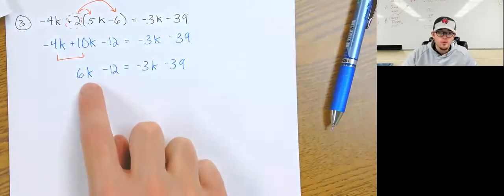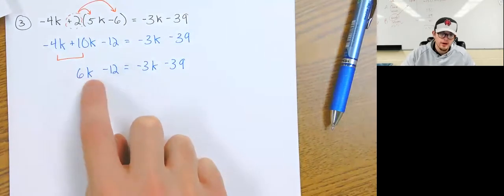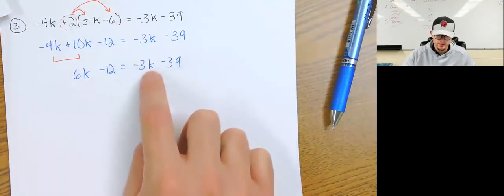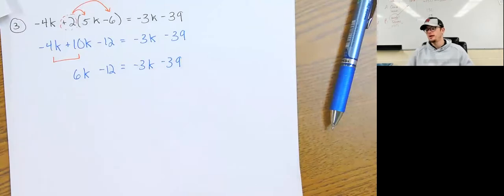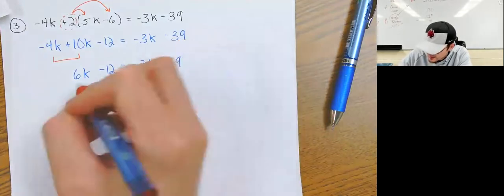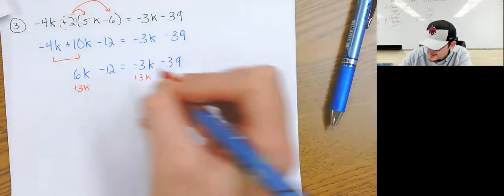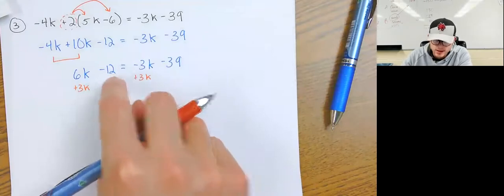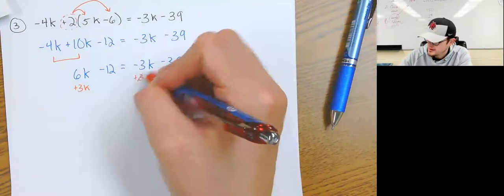So again, remember, I want the variable on the left side. So I want that there, which means I don't want that there. So how do I get rid of a negative 3k? By adding 3k. So plus 3k, plus 3k. Again, k's go with k's. You're not adding 3k to this. You're not adding 3k to this. So I'll get rid of that.